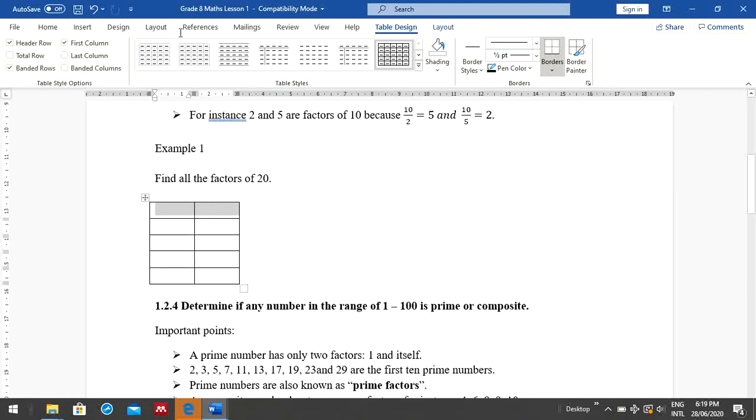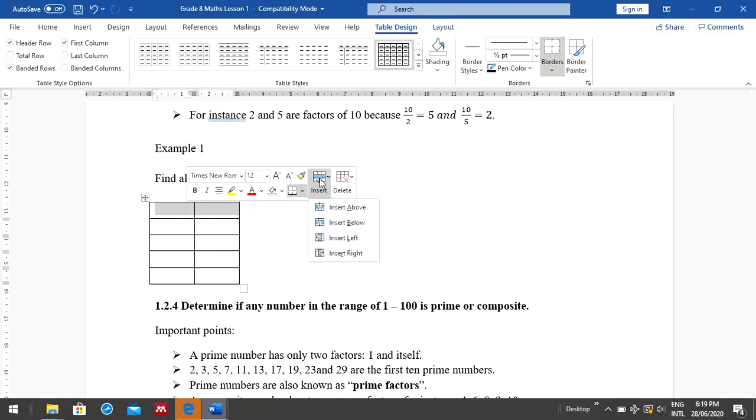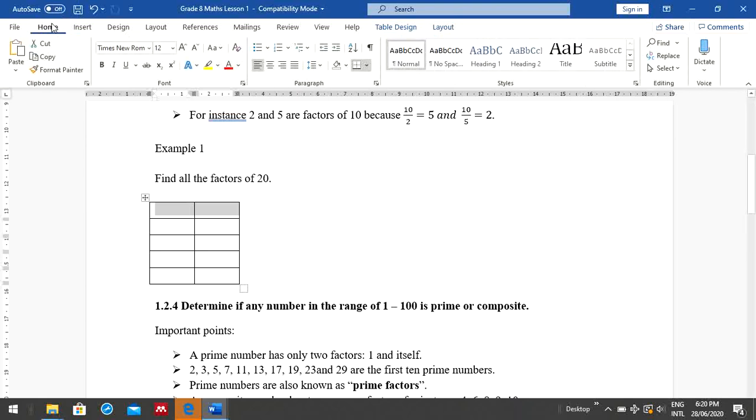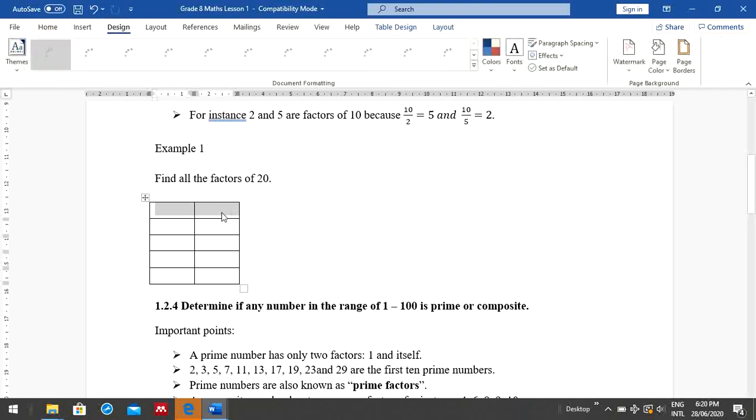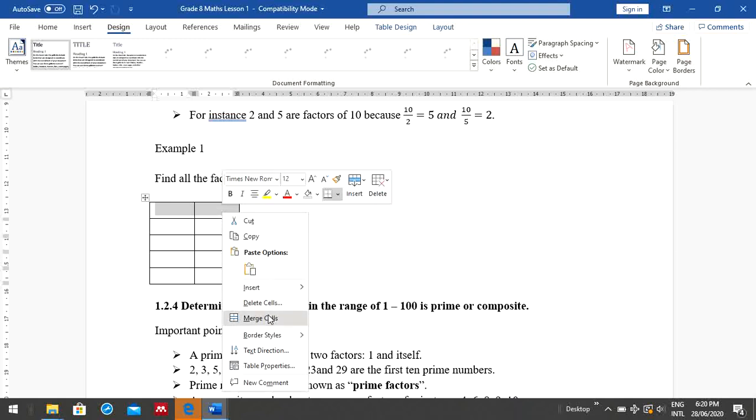And then I merge this. I should go home, and I should merge it. Where is merge? I don't think it's design. Where are you? Merge. Okay, let me try again. Right click, merge. So yes, found it.